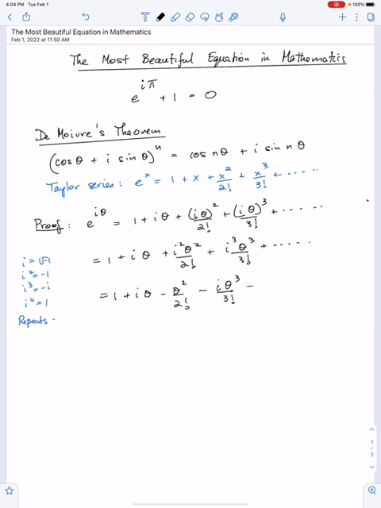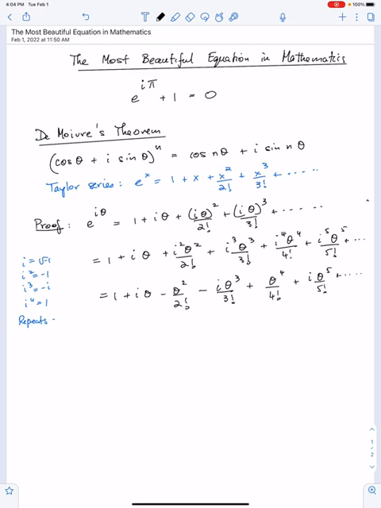Then let's write a few more terms. So this would be plus i to the 4th power theta to the 4th power over 4 factorial plus i to the 5th power theta to the 5th power over 5 factorial, and so on, right? So this is plus theta to the 4th power over 4 factorial. And what is i to the 5th power? That's just i, so plus i theta to the 5th power over 5 factorial, and so on.